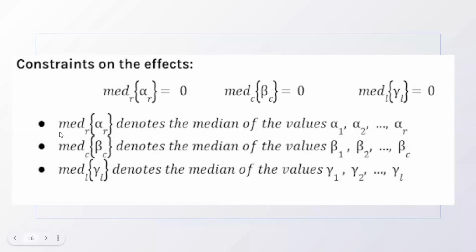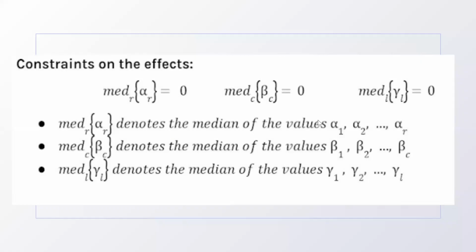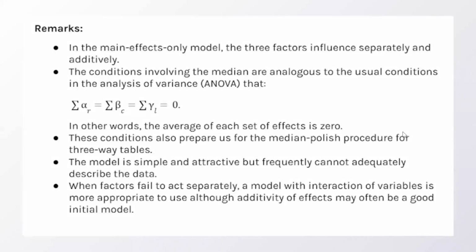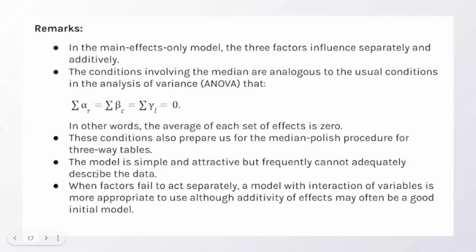So, ayan. Kaya sinabi po dito, the median sub R of alpha sub R denotes the median of the alpha values 1 to R. So yun po yung effects, the R effects of the factor A. Factor A has R levels, so the alpha values have R effects. So parang ganun po. Same applies with the beta and the gamma.